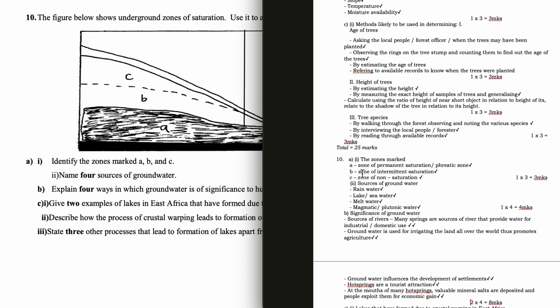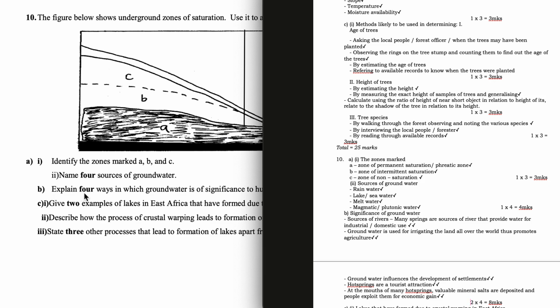A, this is a zone of permanent saturation. Zone B is intermittent saturation. Zone C is the zone of non-saturation. Name 4 sources of groundwater: rainwater, lake or seawater, meltwater, plutonic water.